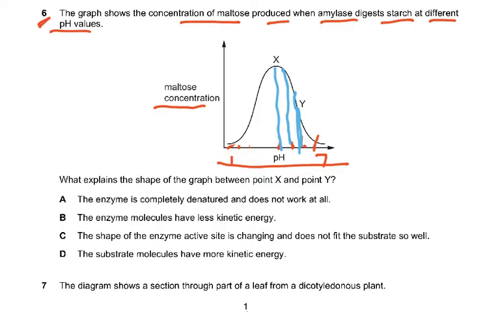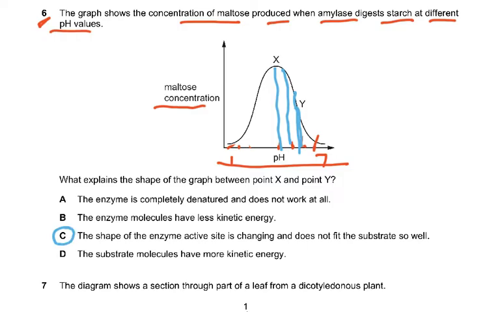If it's completely denatured, there should be no maltose being produced. The enzyme molecules have less kinetic energy? We're not talking of kinetic energy, this is pH. The shape of the enzyme active site is changing and does not fit the substrate so well. So that is why the maltose is being produced, but less in concentration or less in numbers. So the answer is C.